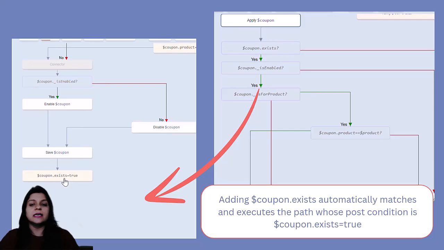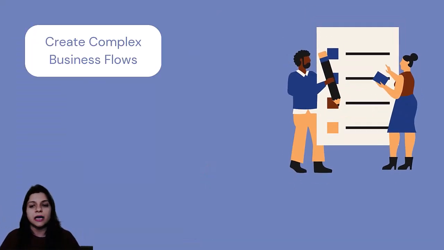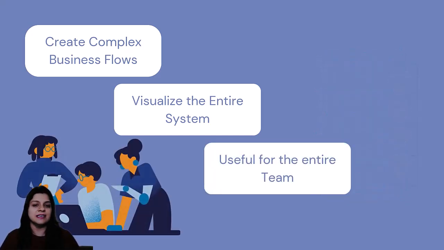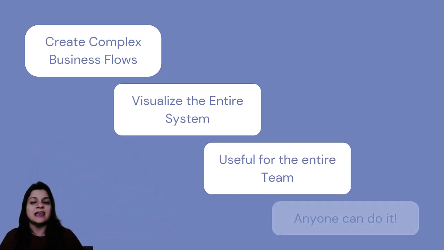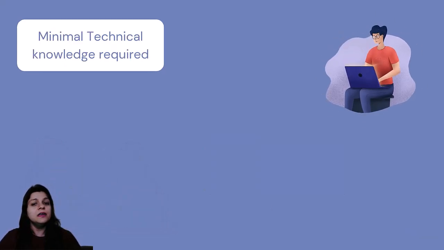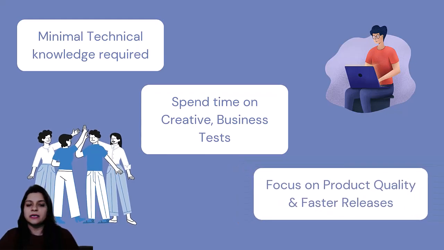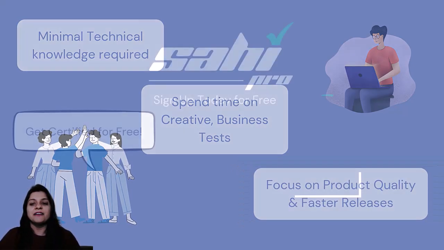This means you can create complex business flows and visualize the entirety of your application in form of these flowcharts, which will help the entire team, not just the testers. And the best part, anyone can do it. So you see, Sahi Pro lets you accomplish automation with minimal technical knowledge and effort. Spend your time doing business testing, not writing and maintaining code, which means all the more time to focus on product quality and faster releases.